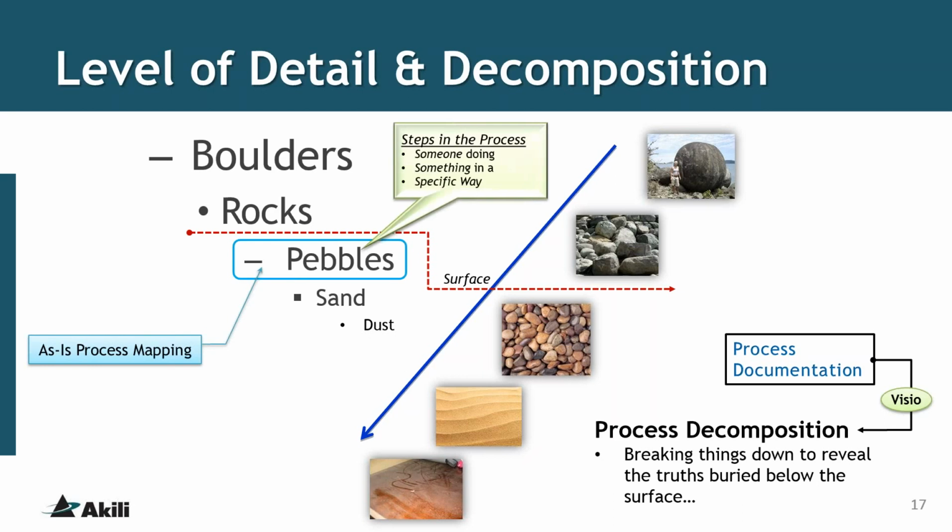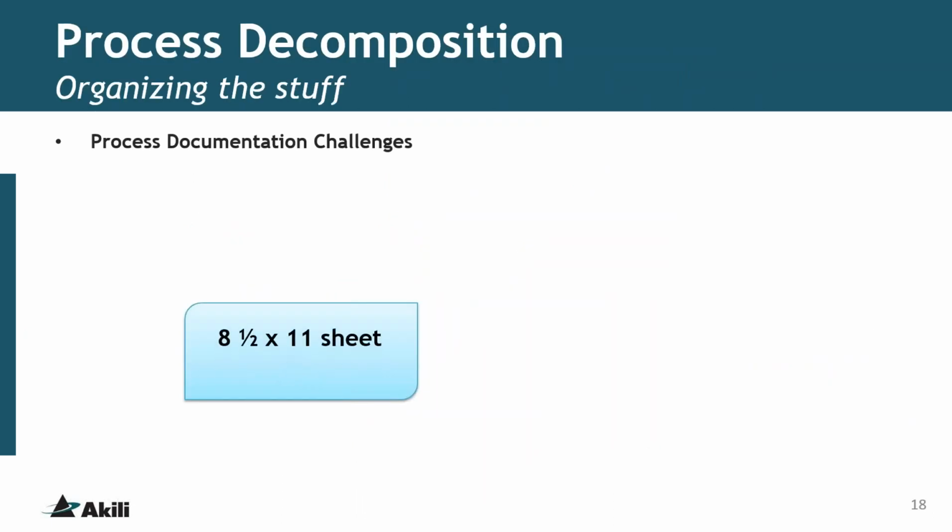The pebbles level is, the pebbles represent the individual steps in the business process. Now here we are at someone doing something in a specific way, as I've described earlier, right? This is the level of detail in our business process maps. We get to the sand and dust level during our process analysis stage of the methodology, and we'll discuss that in our next webcast. So we want to document the map.